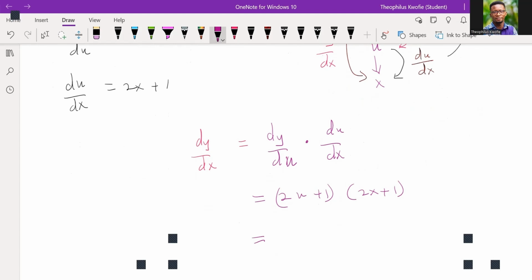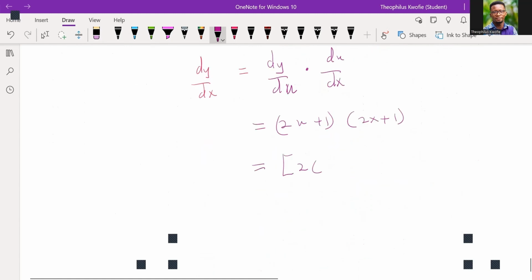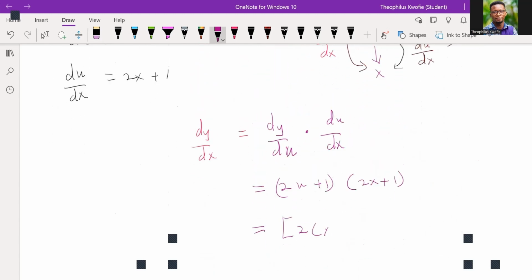Now, already we know our u. What's our u from the question? Our u was given as x squared plus x. So we have x squared plus x plus 1, then we multiply it by this. We are only replacing the u by its respective function given in the problem. So this is how we solve this problem. I hope everybody is getting this.